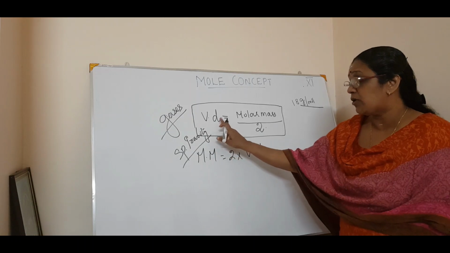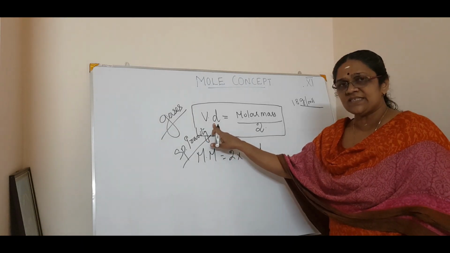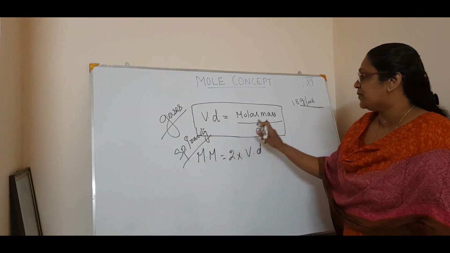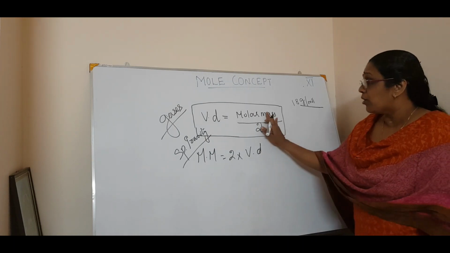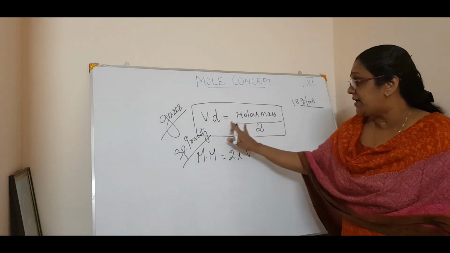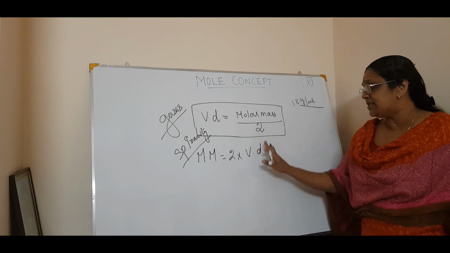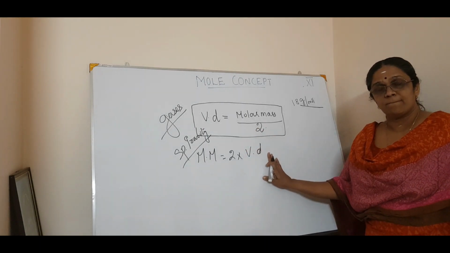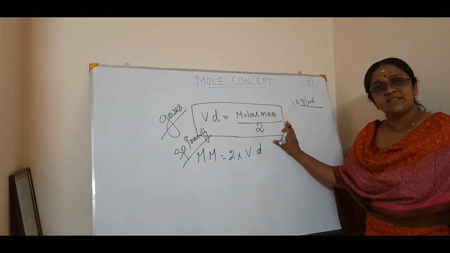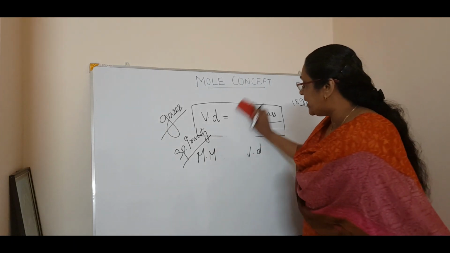I'm sorry, vapor density, not vapor pressure. I said it is vapor density, right? So vapor density is equal to molar mass by 2, or molar mass is equal to vapor density into 2. So is it clear? Just remember this equation, this formula.